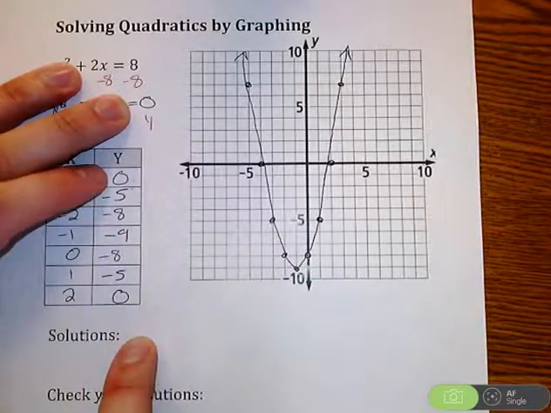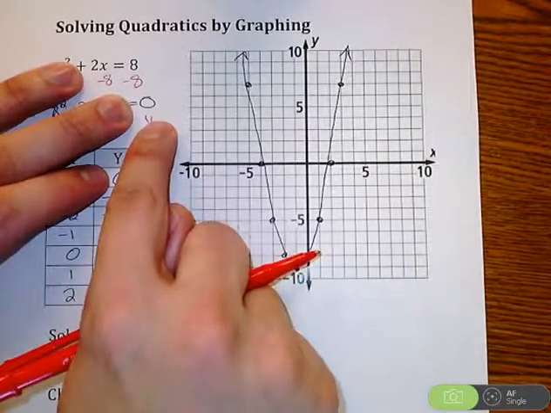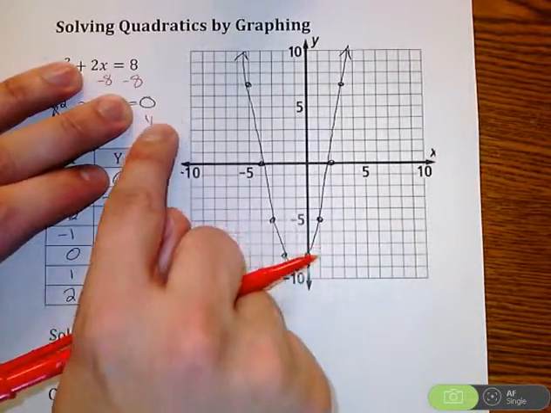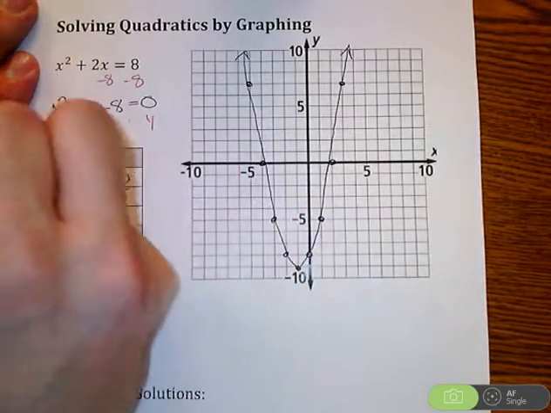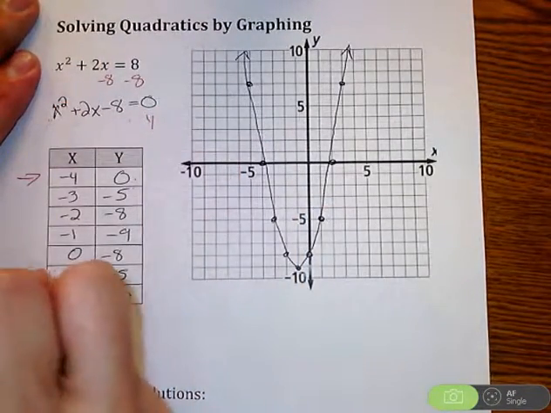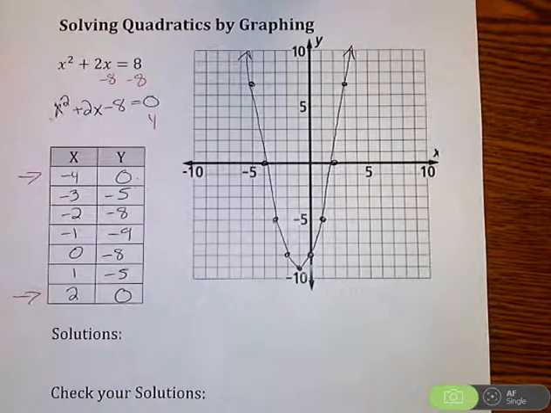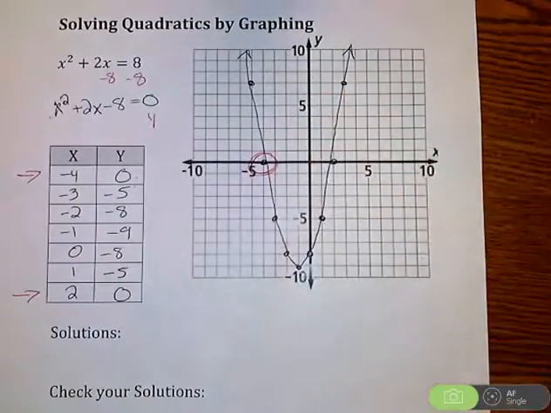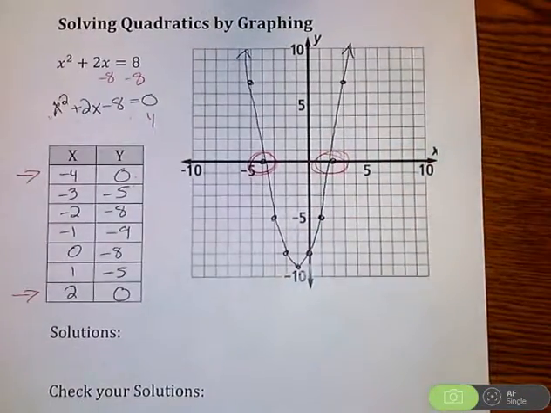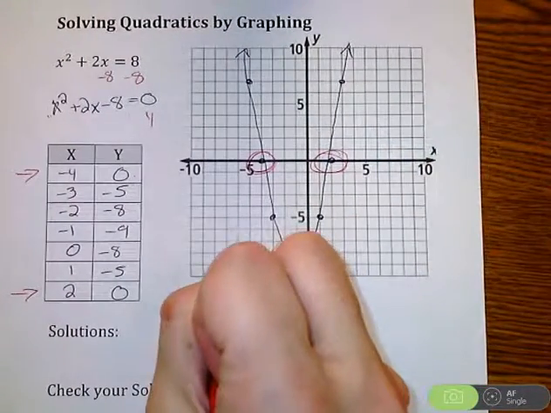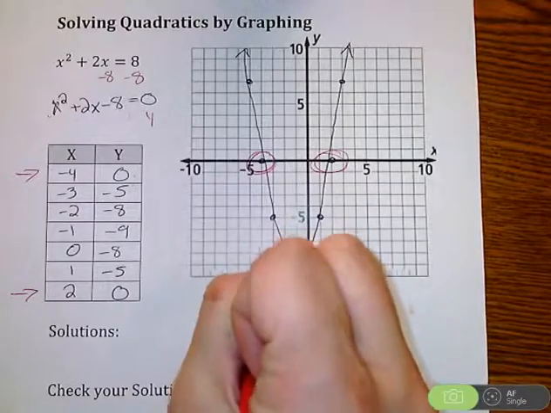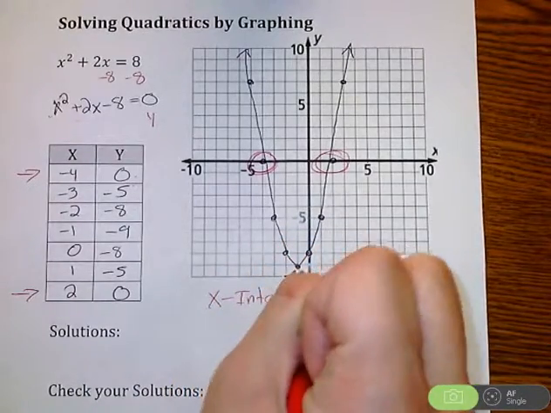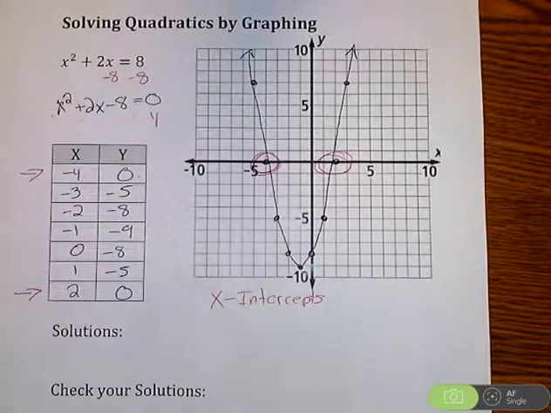Well, you can look at it on the table and graphically. So when is my y ever 0? Since I switched out the 0 for y, that happens at (-4, 0) and (2, 0). And if we look at those points on the graph, (-4, 0) is right here, (2, 0) is right here. So what we are looking for is the x-intercepts. We're looking for the x-intercepts for our solutions.